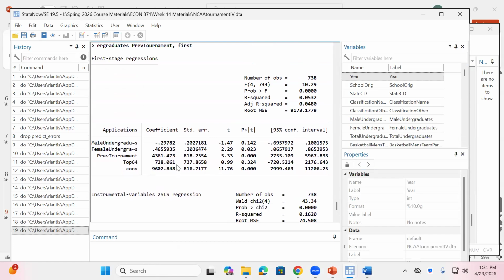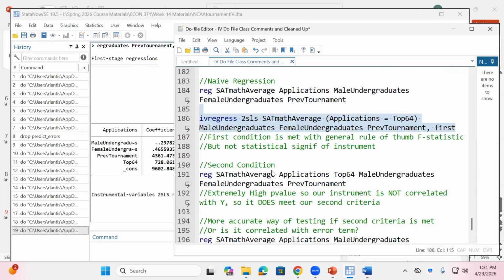Now, the other piece that really leads me to think maybe that first condition isn't met is what's the statistical significance on the instrument from that first stage? Nowhere close to my conventional cutoffs. So this probably isn't a great instrument, but even if it's not perfect, it might be eliminating some omitted variable bias. So we'll just act like it is for a second.